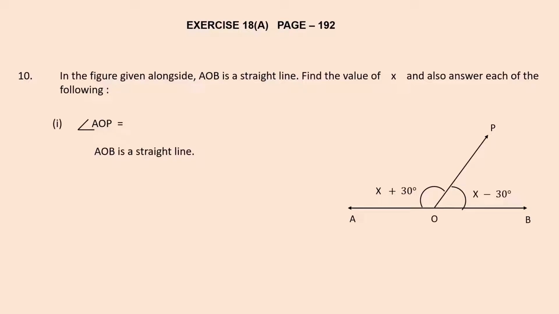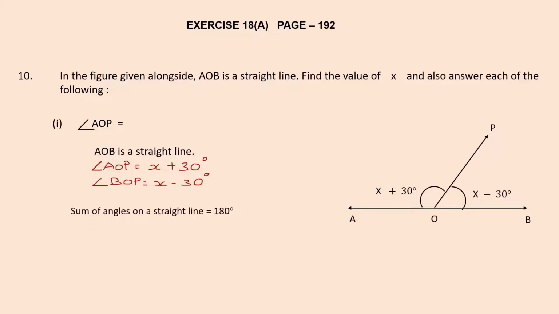Now, we are also given angle AOP. We are given AOP, which is equal to x plus 30 degrees. So, angle AOP is x plus 30. It's given in the question. Angle BOP is x minus 30. This is also given in the question.